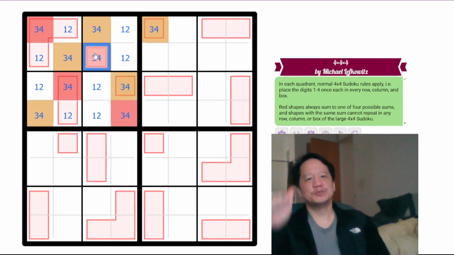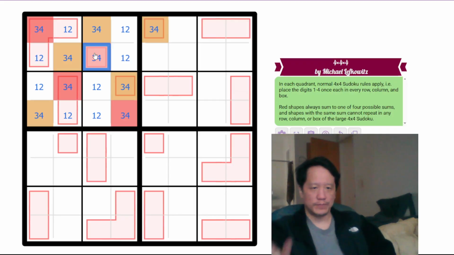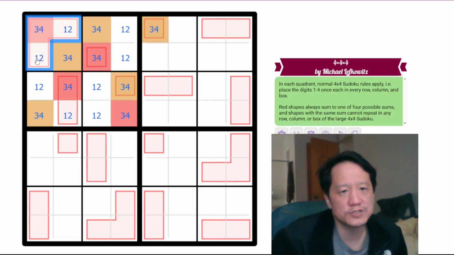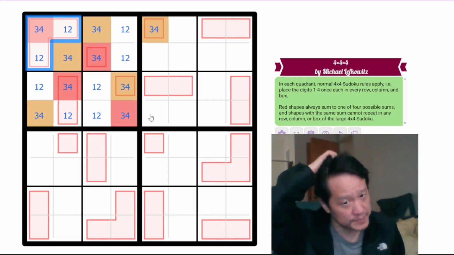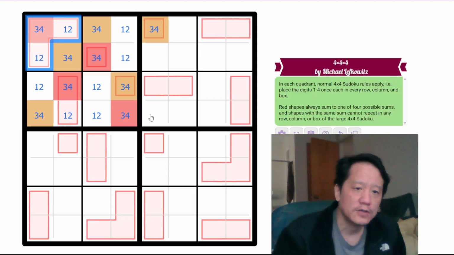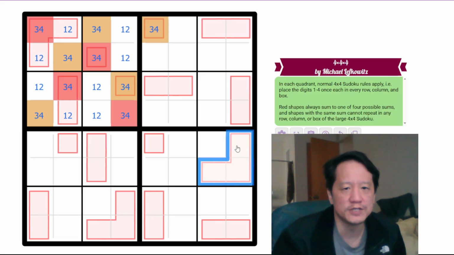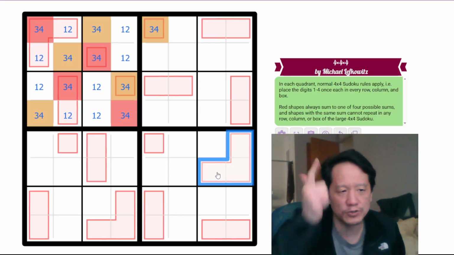So that means we have sums of 3, 4. This could be 5 or 6, and this could be 6 or 7. So the possible sums are 3, 4, 5, 6, or 7. So this has to be 1, 2, 4 at most. So you're guaranteed for any of the sets of 3 unique digits adding up to a sum, it has to be either 1, 2, 3 or 1, 2, 4.